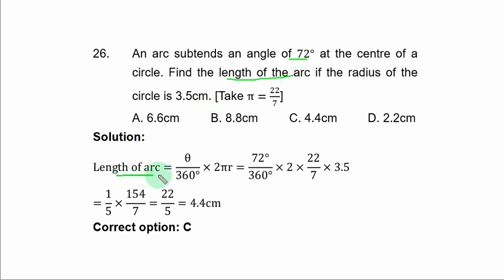This is the length of arc formula. The angle is 72 degrees. The radius is 3.5. If you simplify, if you reduce these two, you have 1 over 5. You multiply 2 by 22 by 3.5, you have 154 over 7. If you multiply and reduce and divide, you have 4.4 centimeters. C is the correct option.